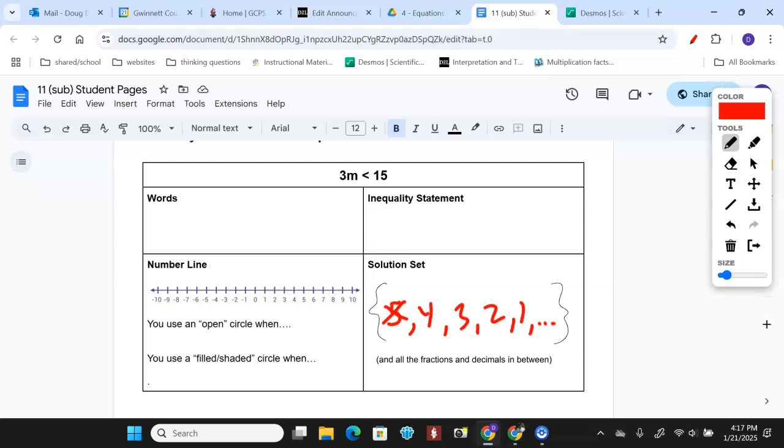I put it in braces, and I also like to remind my reader I know that it's not just the whole numbers, but all the fractions and decimals in between these numbers as well. So that's the solution set version there. I usually next go over to the number line because it kind of works the same way. You'll notice here I want to do 4.